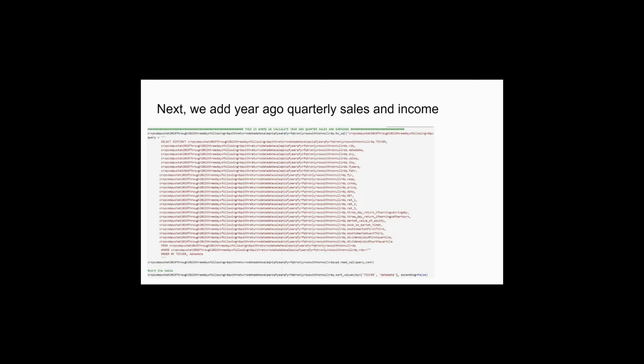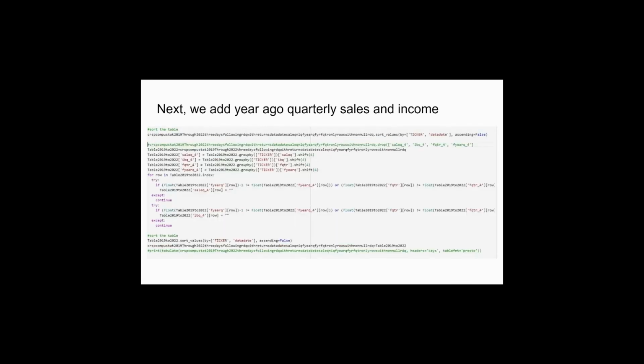Okay, next we add year ago quarterly sales and income. I told you a while back that we were going to do that, and now we're adding year ago quarterly sales and income. So in order to do that, what we do is we do our friendly shift 4. You guys remember shift 4, which is 4 quarters ago sales and 4 quarters ago income.